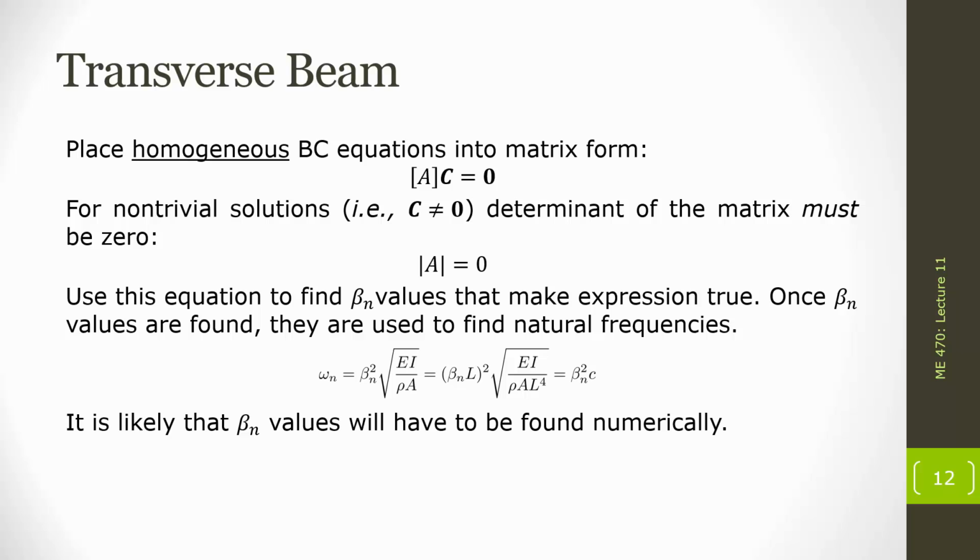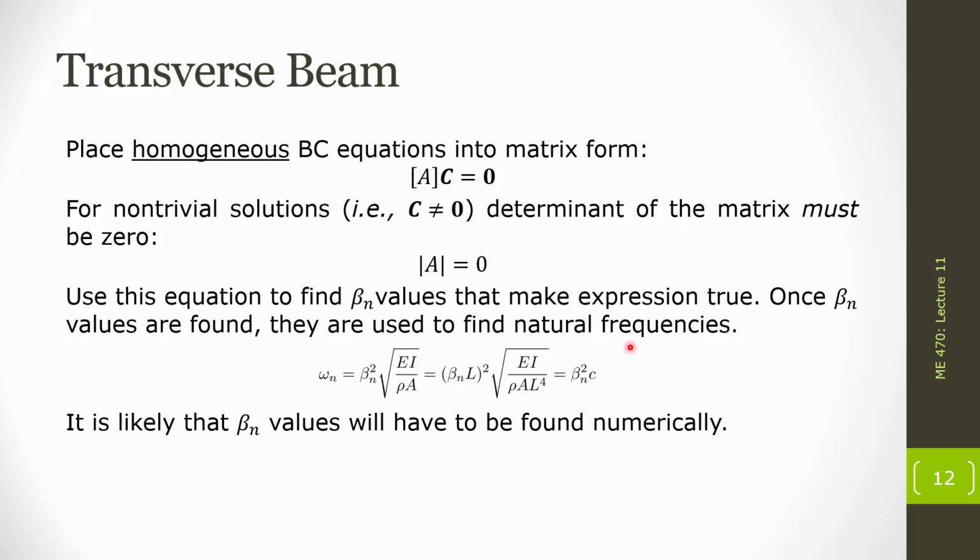In the axial ones, it was directly the omegas. Here, we're going to start with the beta values that make that expression true, and therefore, the betas that make the determinant of A 0. And there's going to be an infinite number of these betas that make the determinant of A 0, and each of these betas is then going to relate to a natural frequency of our transverse beam. So what we're going to do is we're going to be finding these beta values. Typically, we are going to need to solve them numerically because it's not going to be a nice periodic solution like we saw with the axial problems.